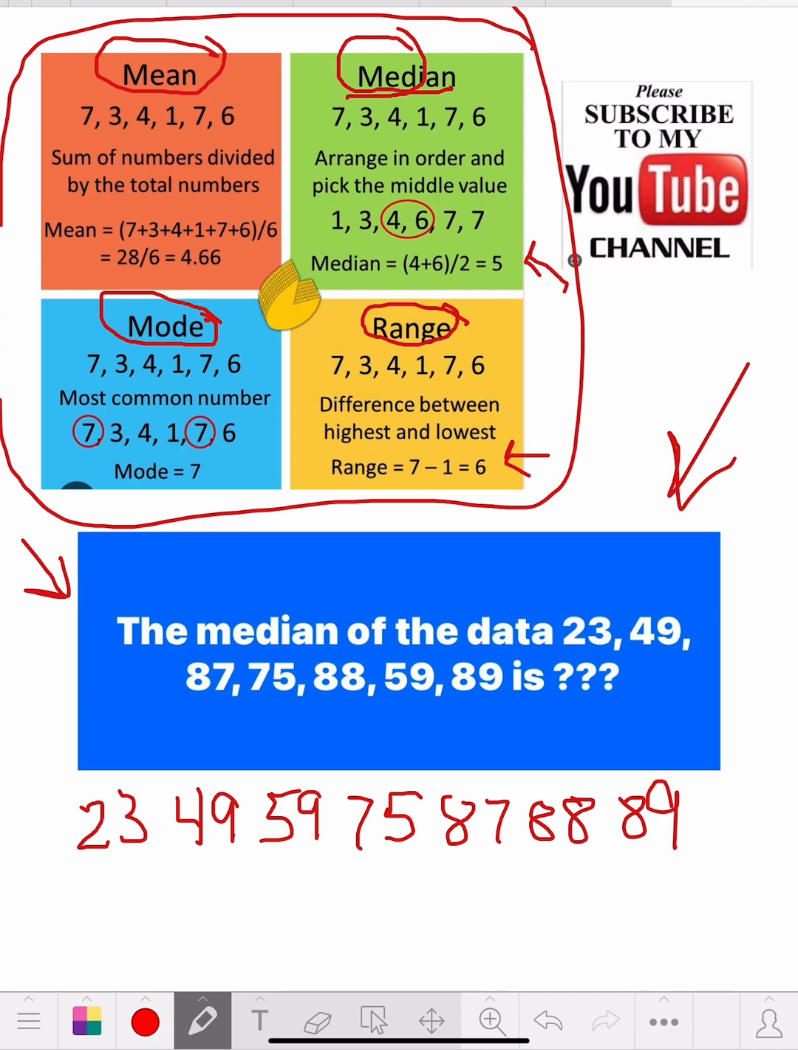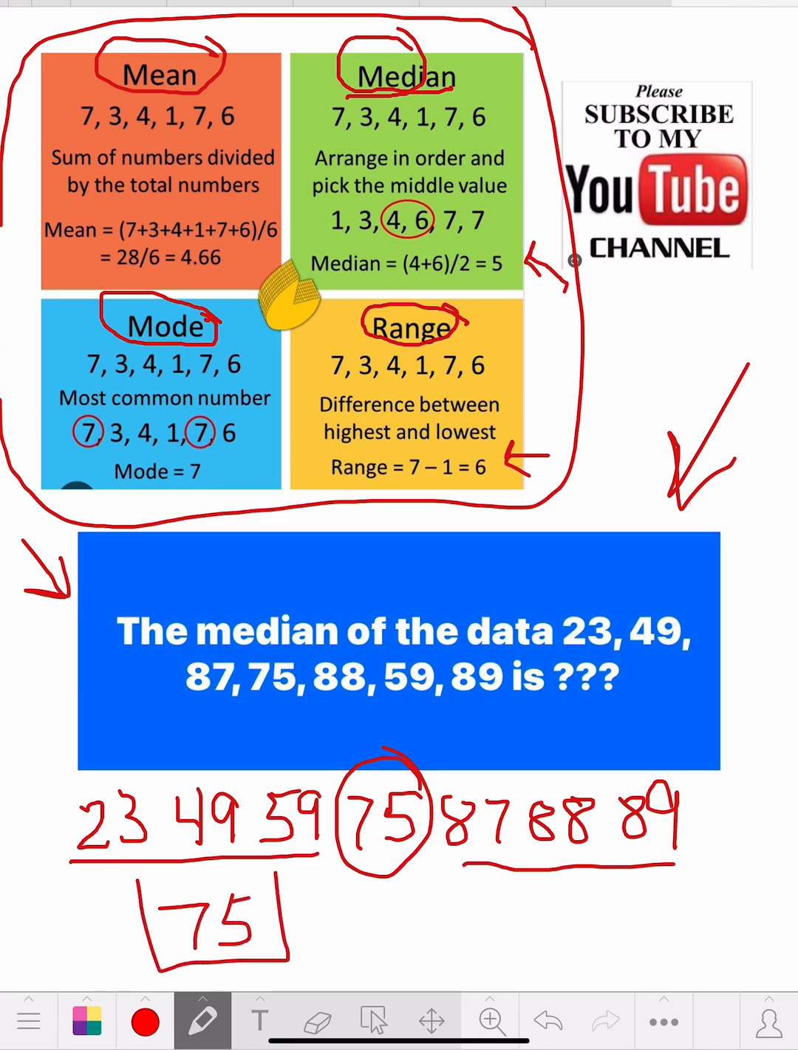Now the definition of median: arrange in order and pick the middle value. The middle value is the 4th of 7, so that means there's 3 on each side. I knock off these 3 and these 3, and the middle one is 75. So my answer is 75. That's what I'm picking for my answer, 75. And that's all there was to it.